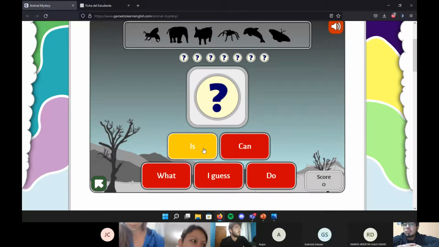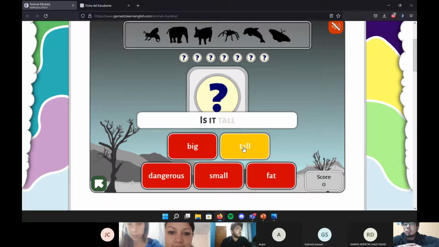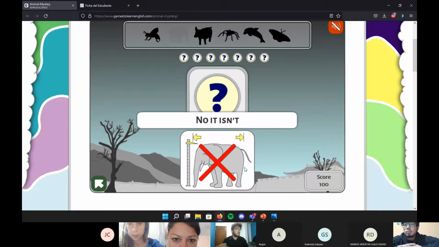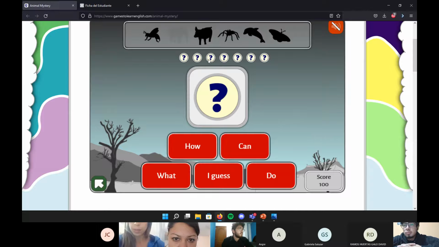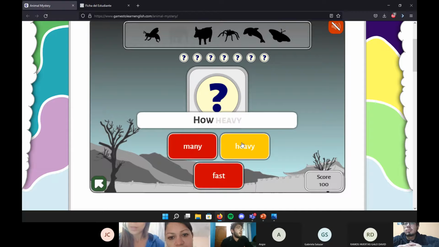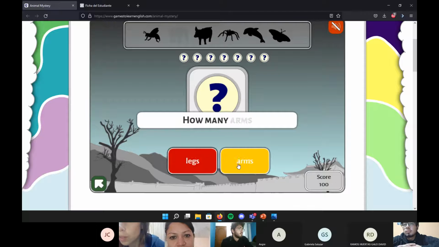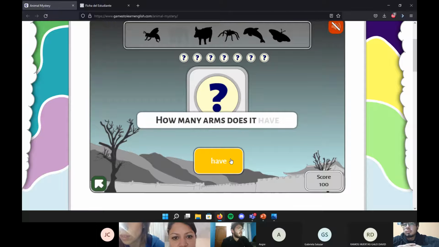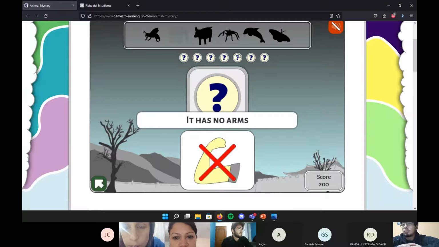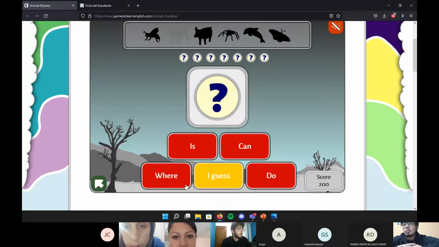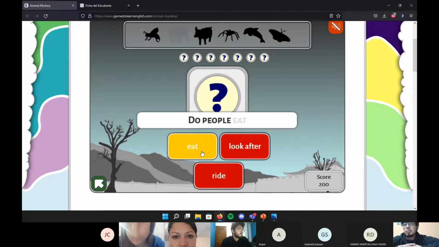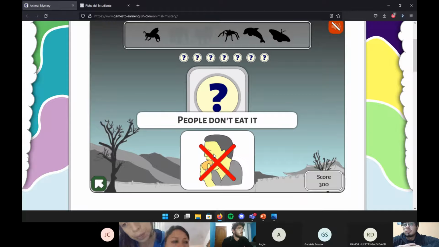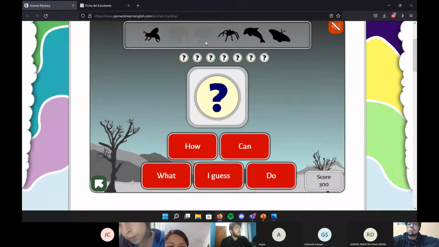Okay, for example, I'm going to do the first one. Is it big? This is the question. In this case, it's not big. For that reason, we discard the shape of the elephant. How many arms does it have? In this case, it does not have arms. Do people eat it? As we can see, people eat this animal. For that reason, pig is not it.